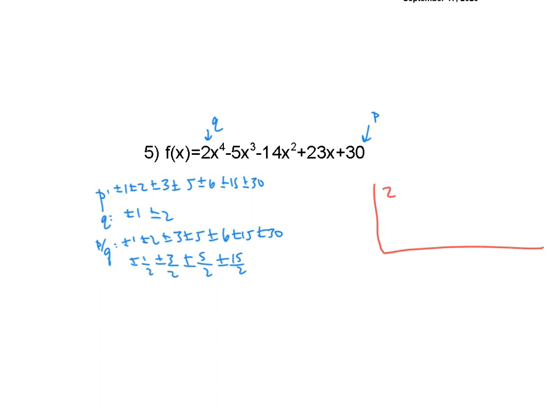My coefficients are 2, -5, -14, 23, and 30. And we're really just going to guess. Let's say I start with 1. I drop down 2. 1 times 2 is 2. Add, I get -3. Multiply, I get -3. Add, I get -17. Multiply, I get -17. Add, I get 6. Multiply, I get 6. Did I end up with a remainder of 0? No. That means x equals 1 was not a solution.